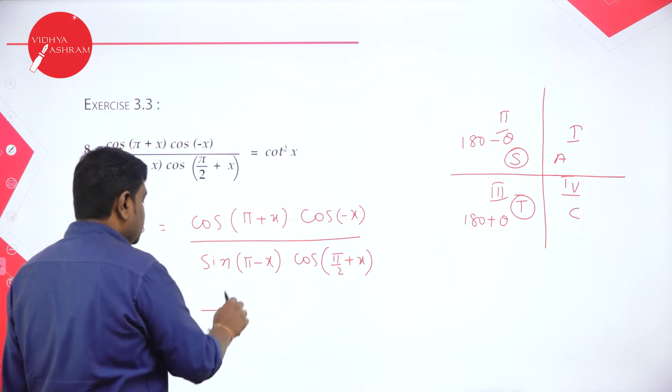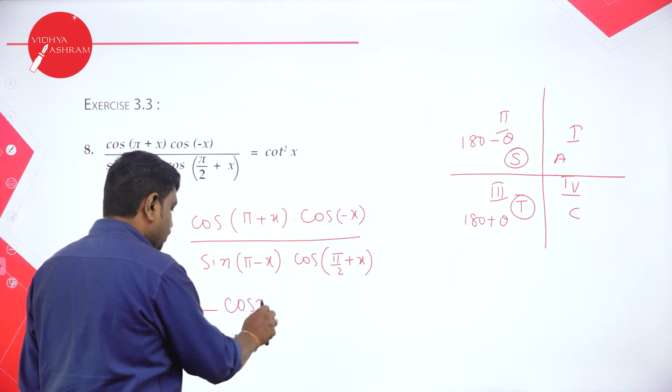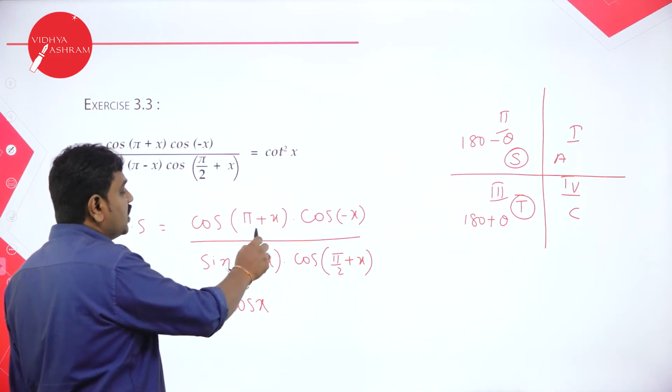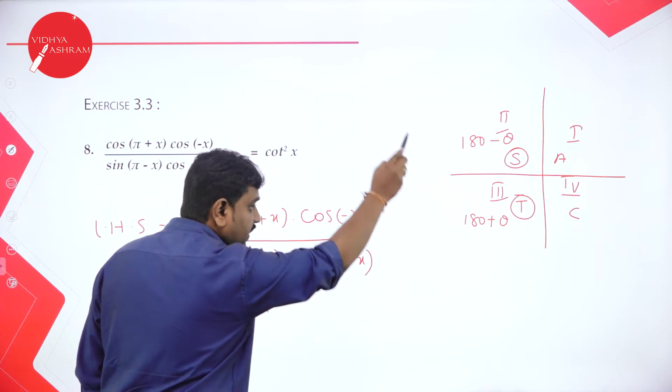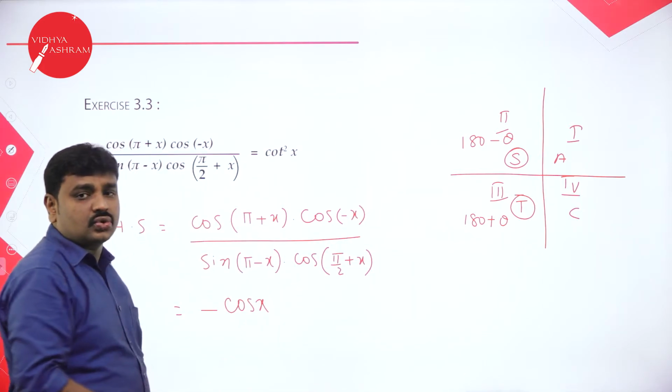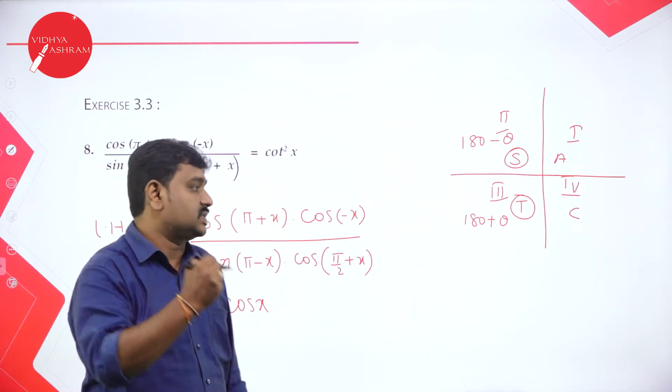So cos of 180 plus theta is cos theta. So cos x, but minus cos x. Why should I put minus? 180 plus x lies in the third quadrant. In the third quadrant, the alphabet is T. So it does not match. So cos of 180 plus theta is minus cos theta.